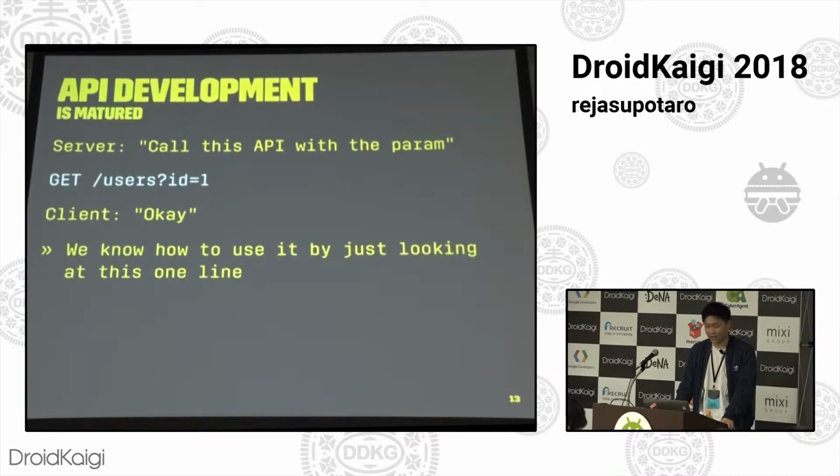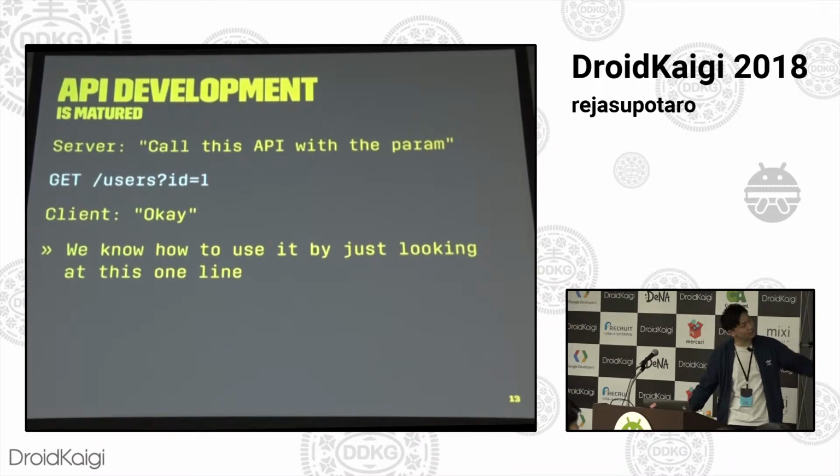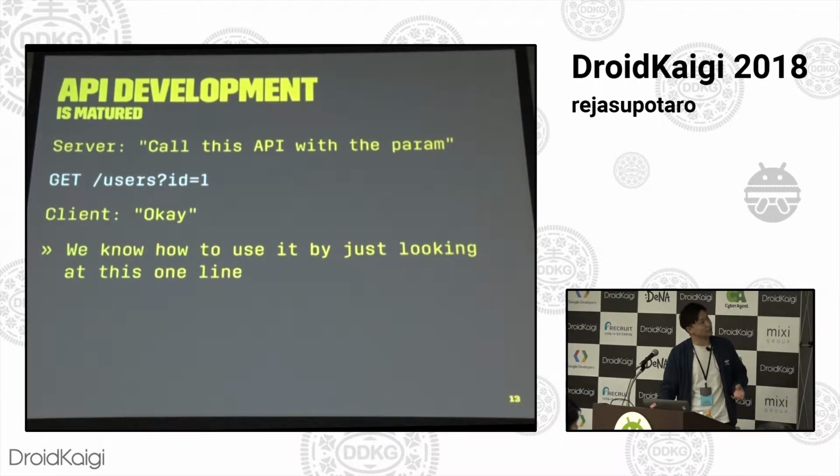I think ML development is still challenging, unlike API development. You understand how to use this API by just looking at this line. What is the HTTP method and what are the path and the parameters. And you can debug the network layer using shells or whatever while looking at the HTTP status codes and the headers.